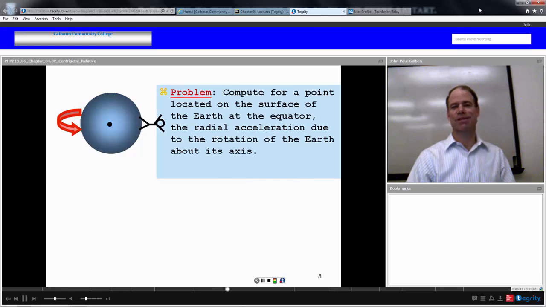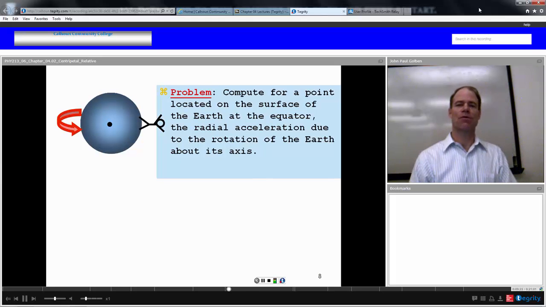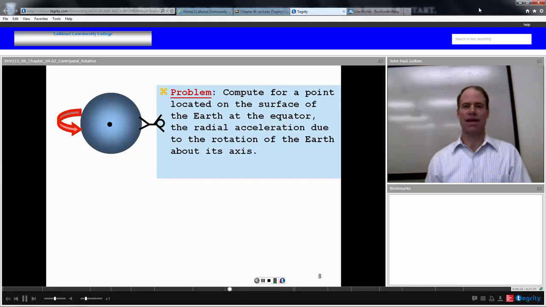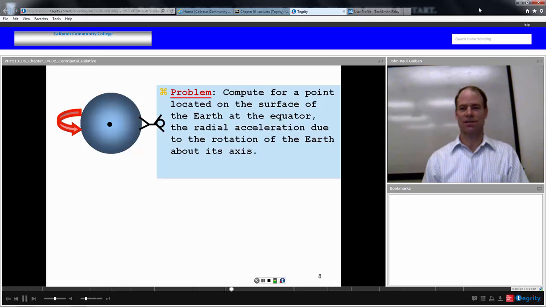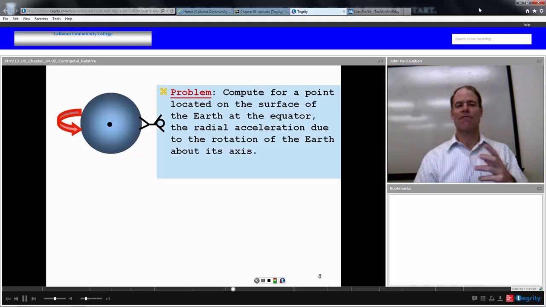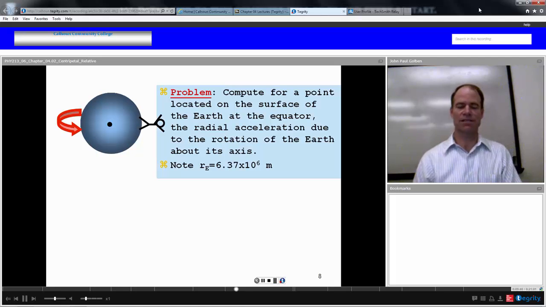Good to know. Let's get back to a centripetal acceleration problem. Compute for a point located on the surface of the Earth at the equator the radial acceleration due to the rotation of the Earth about its axis. So, how fast are you moving, first of all, around the Earth if you were at the equator? Radius of the Earth is 6.37 times 10 to the 6 meters.